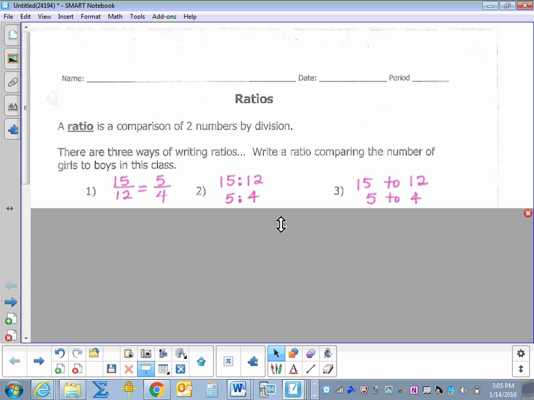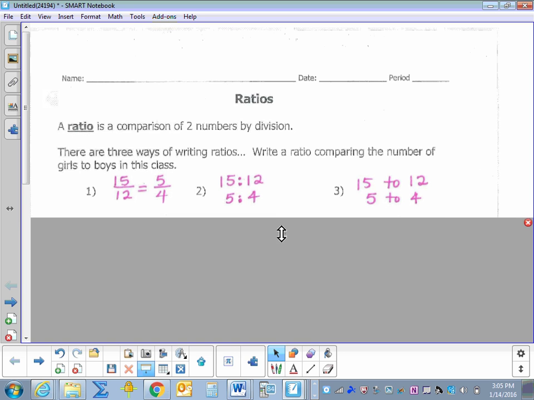So we'll just make up a class of 27 where there are 15 girls and 12 boys. So we'll have 15 to 12, and if we were to reduce that, that would be 5/4.